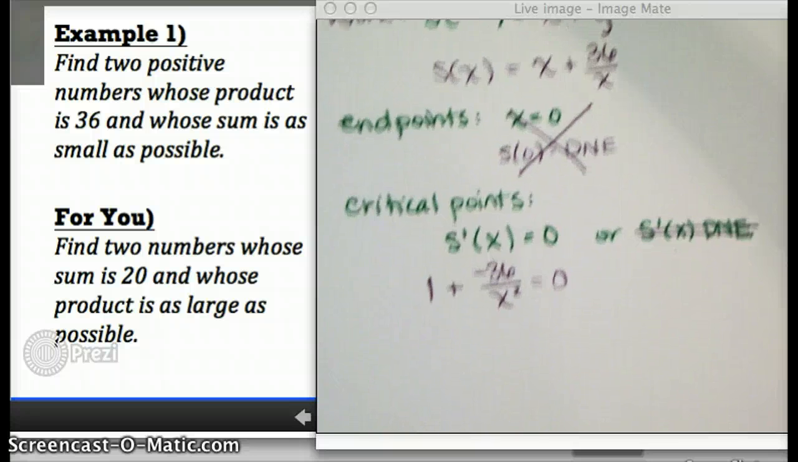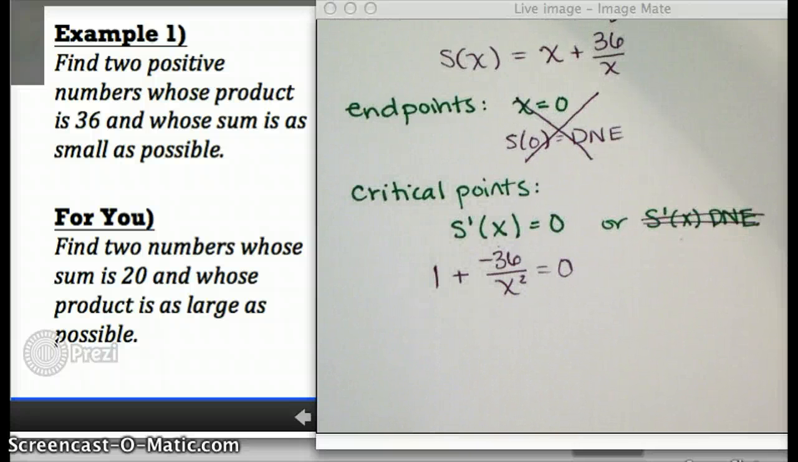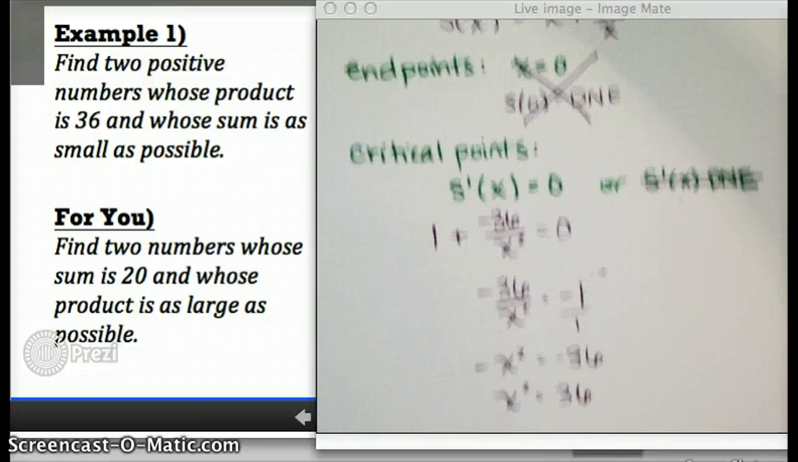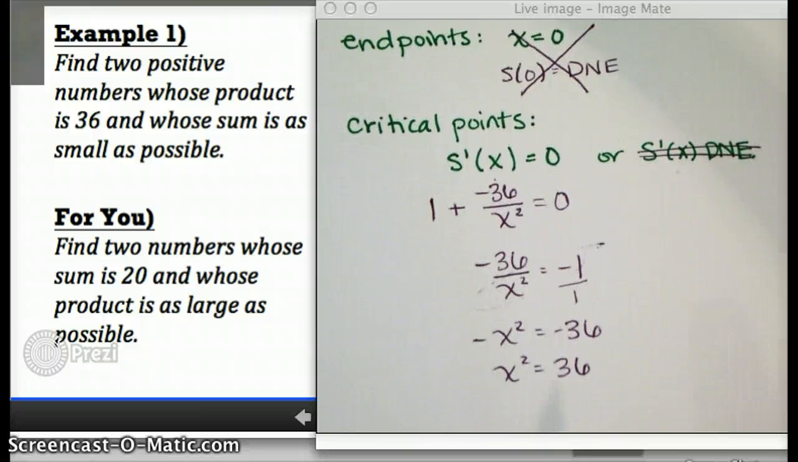In order to solve for x, I'm first going to subtract 1 from both sides. And notice this is a rational function. It has the variable on the bottom. So to solve this, I'm going to set negative 1 over 1 and cross multiply, which brings me to x squared equals 36, which has two solutions, positive or negative 6. These are my critical values.